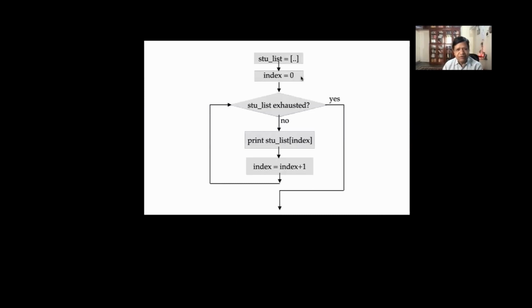Now how does it work? There's a student list, and an index is created internally. You don't need to create the index. It goes in and sees whether the student list is exhausted or not. Am I done with all the students? If yes, then get out of the loop. Otherwise, execute these two: print that student name and increment the index. I'm just trying to illustrate using C logic. That's how a C program would have worked.